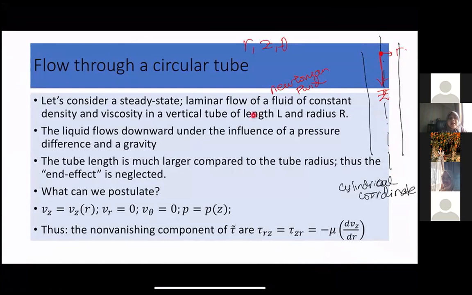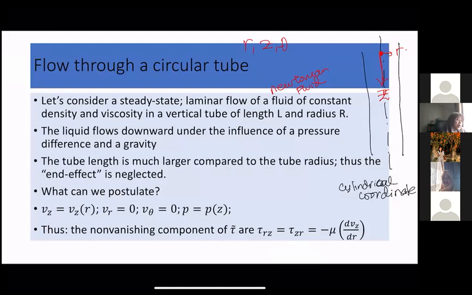Okay, in this case the fluid will fall downward under the influence of pressure difference and gravity, so the fluid will just travel from the top to the bottom. So that means the velocity would only happen in the z direction, and it doesn't have a component in the r direction.